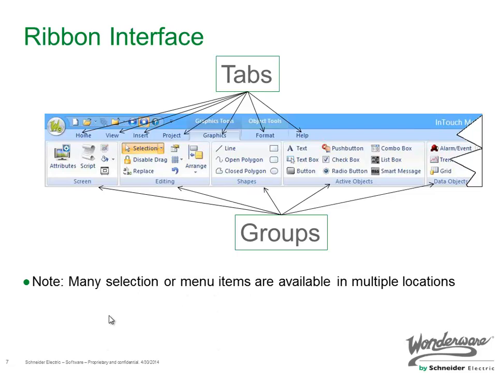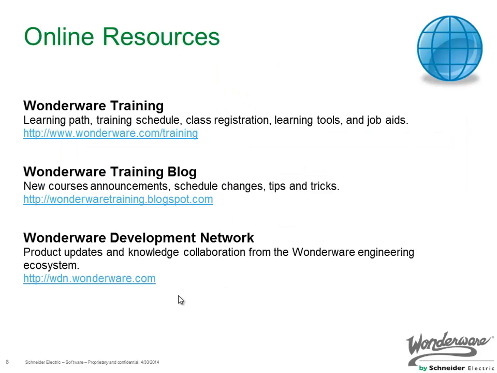Notice too that, as it says here at the bottom, many selection or menu items are available in multiple locations. So, for example, the arrange icon might be found here on the graphics tab. It might be found on the format tab as well. And if you have a group of objects selected, then you can right click on that and also get the arrange. So no particular one is any better to use than the other. It just happens to be where you find it easy to get to and most efficient in your way of developing.